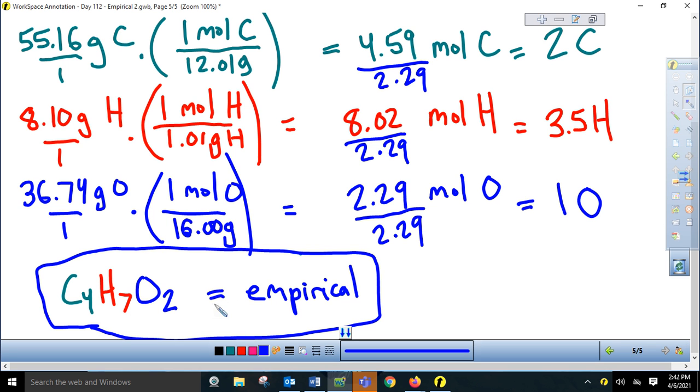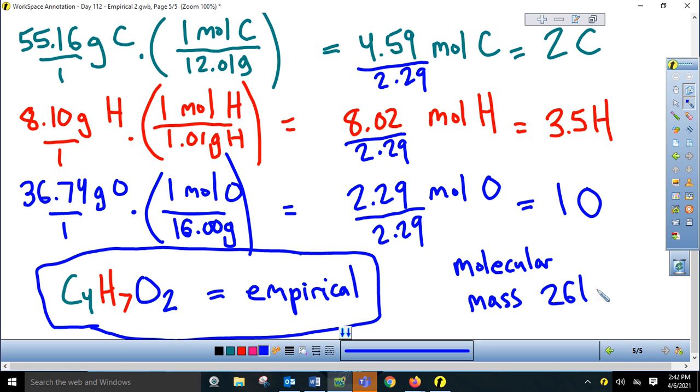And that is all the questions asked us to do. All right? But let's say we have one more step. Let's go above and beyond here. Let's say the molecular mass, the mass of the whole actual chemical, let's say the molecular mass is 261 grams per mole. What is the actual chemical formula?